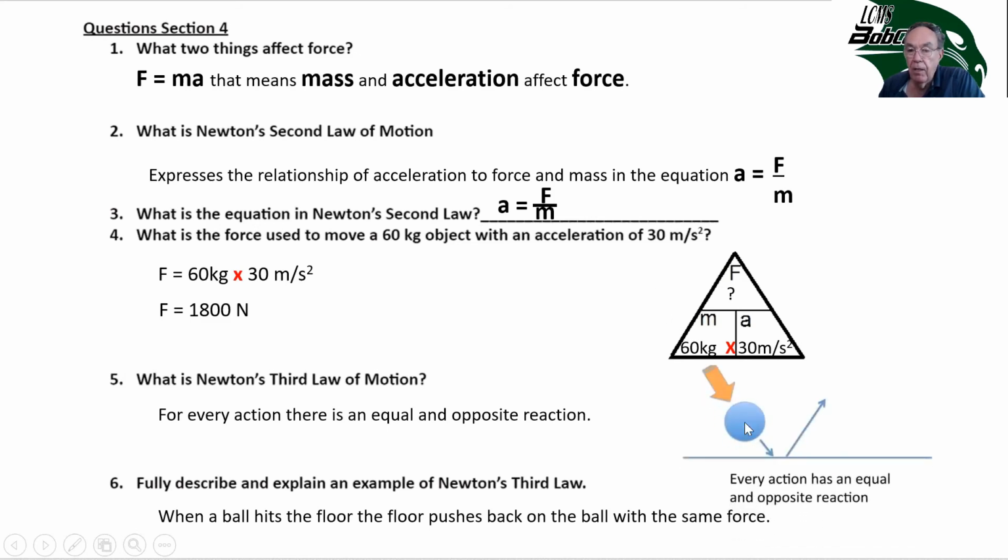The ball is going down. There's nothing to provide an equal and opposite force, so it just keeps going down. Finally, it hits something that it can't go through. Okay, the ball pushes down, and the floor pushes back up on the ball with an equal and opposite force, and then the ball bounces up.